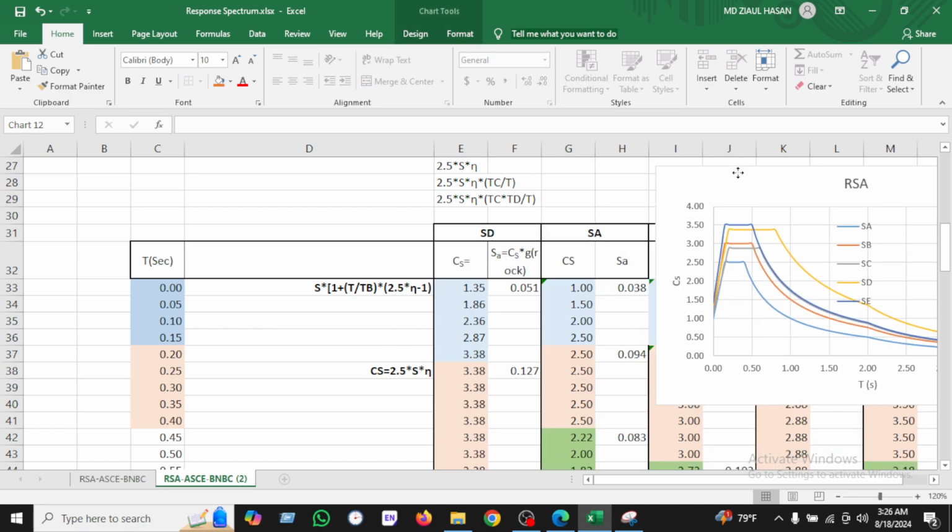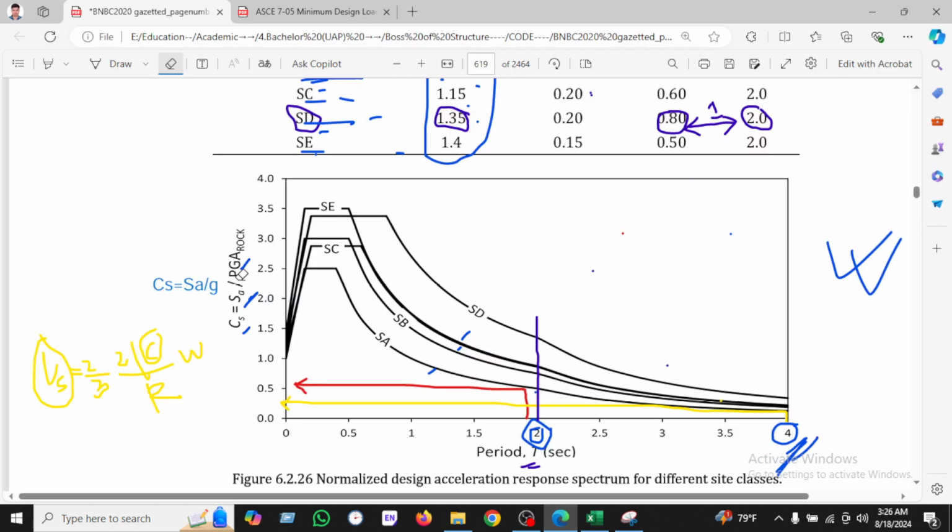If you want to draw the time period versus SA, we need the PGA rock. CS equals SA divided by g, where g means PGA rock, which we have drawn here. So if you want SA, what do we need to do? SA is CS into PGA rock.